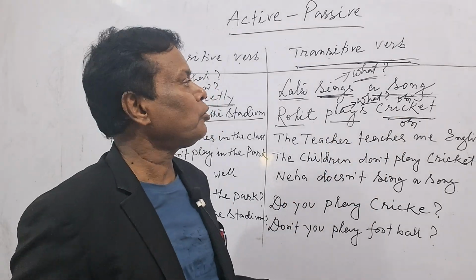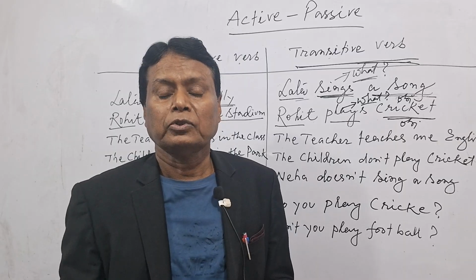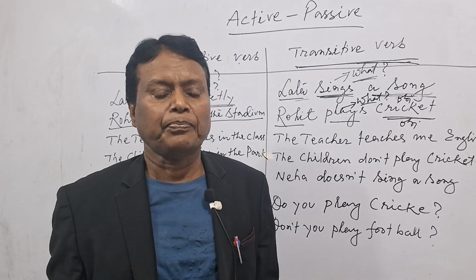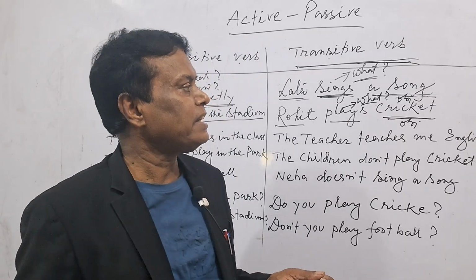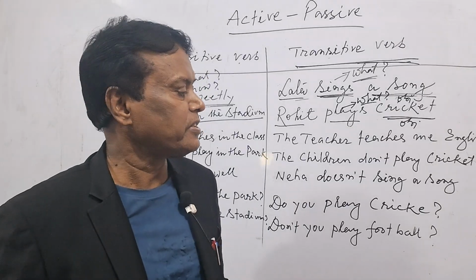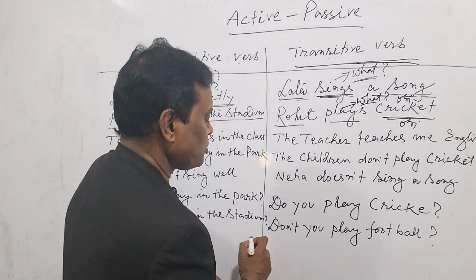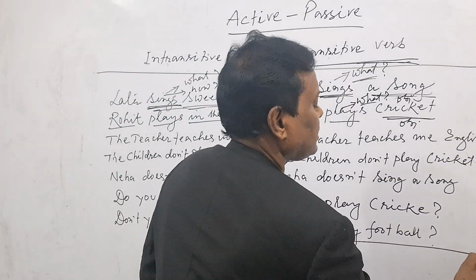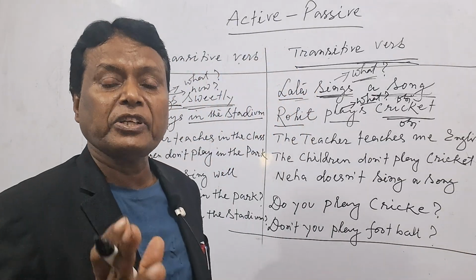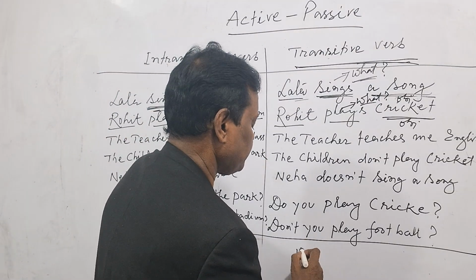How can we get to know whether in a sentence an object is there or not? So many sentences are there. So in the sentence, how can we come to know whether object is there or not? There is a process. We have to put the question. You see, the process to know whether the sentence consists of an object or not: put the question what.